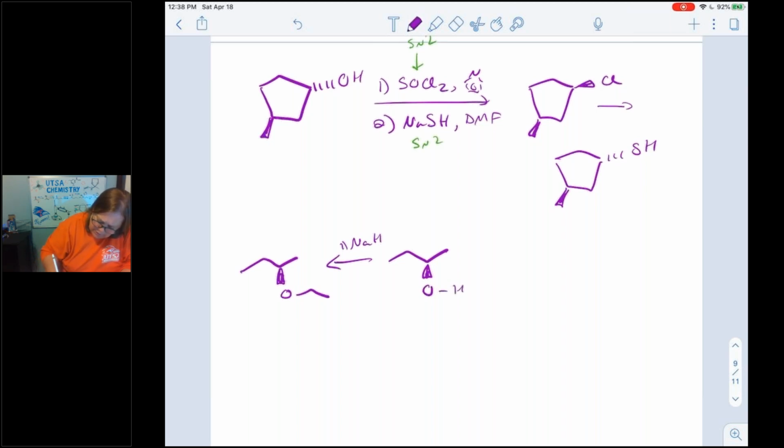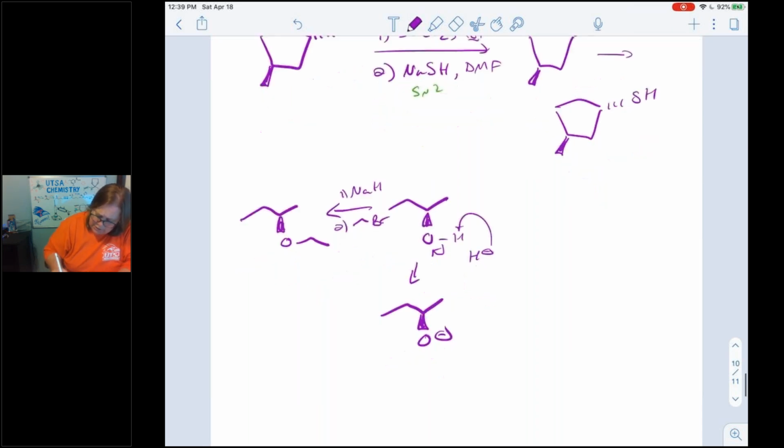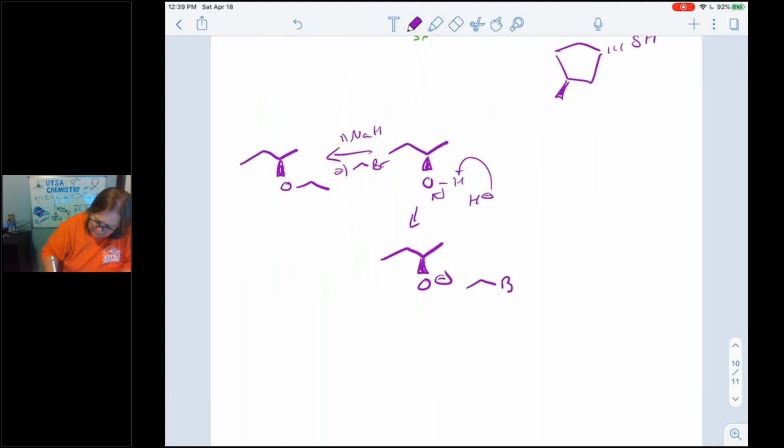Okay, deprotonation, hydride would come in. You would form this guy here. And then second step would be what? My alkyl bromide in this case would be ethyl bromide. And so that would work for an ether synthesis. Okay, and that would be that.